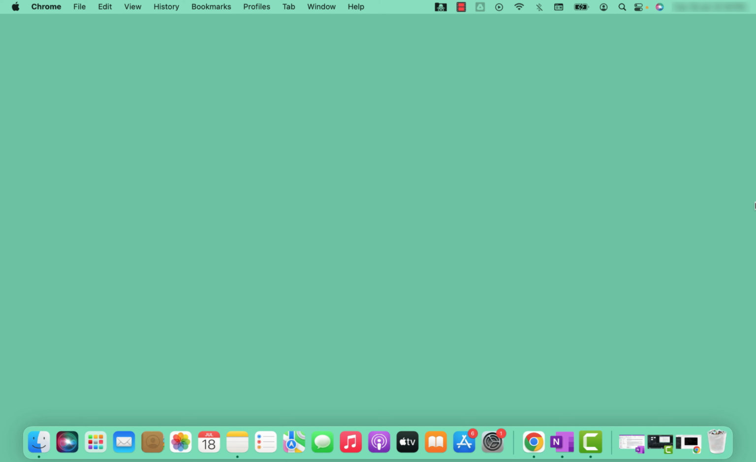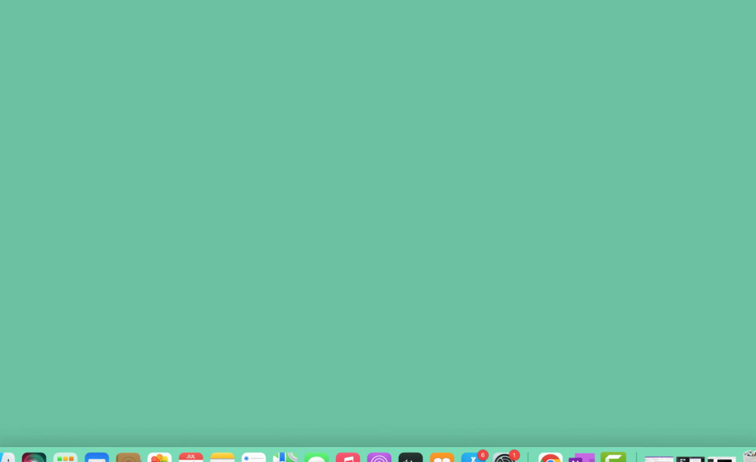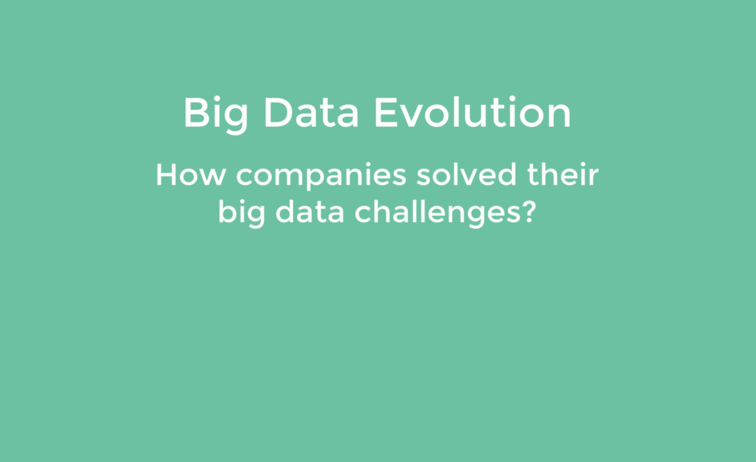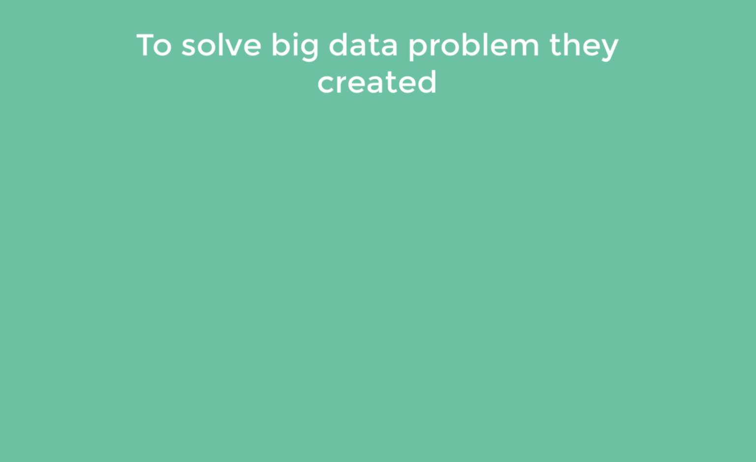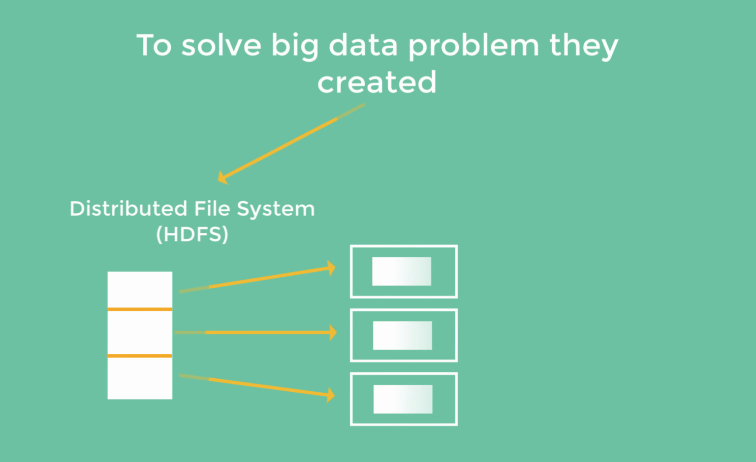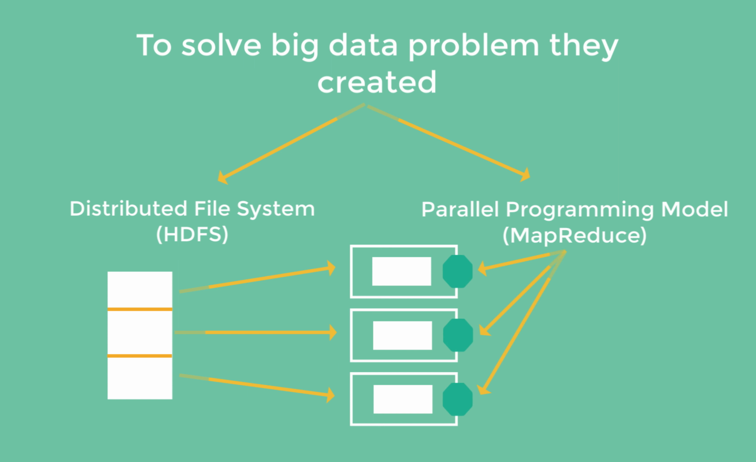This is the second video in this Spark series, and in the previous one we talked about big data evolution and how companies like Google and Yahoo solved their big data challenges. In order to solve their big data problem, they created two things. One is a distributed file system where large data can be divided into smaller chunks and distributed across a cluster of machines. And another was a programming model like MapReduce to parallelly process that distributed data.